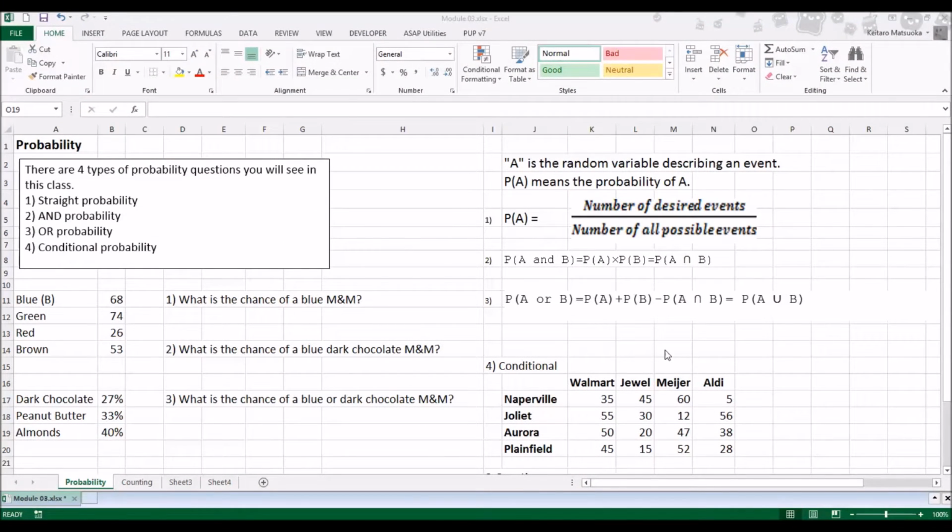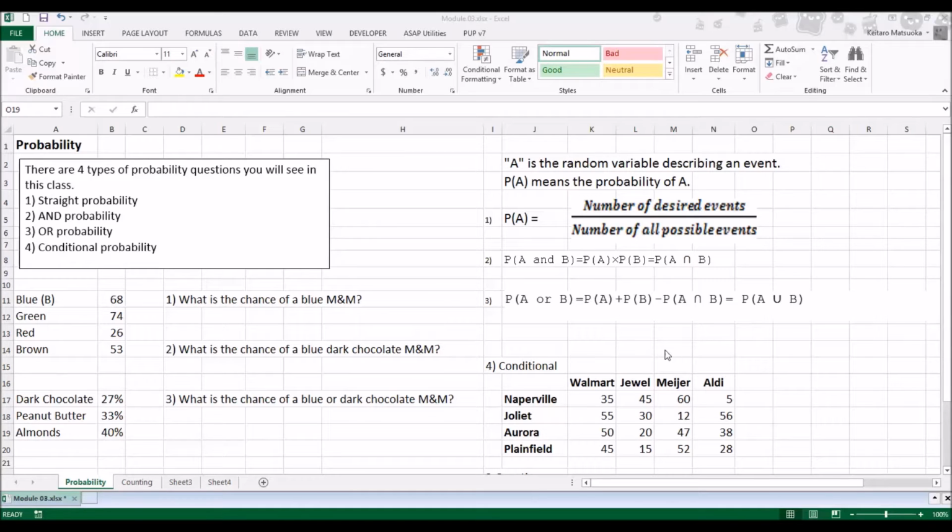Module 3 is about probability questions. And there are 4 types of probability questions you'll see in this class. First one is just a straight up probability. The second one is the and probability. The third one is or probability. And then the last one is conditional probability. So let's take a look at each one of them.